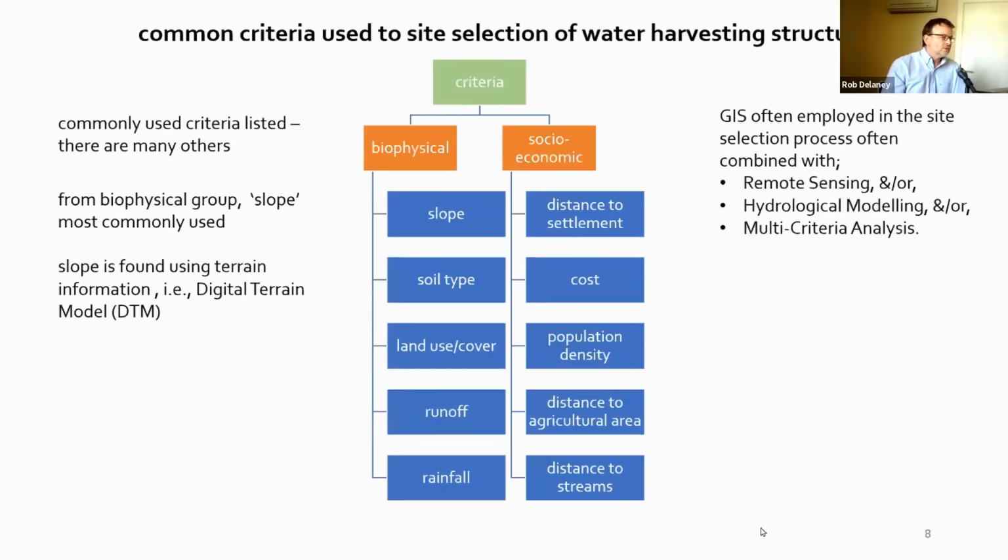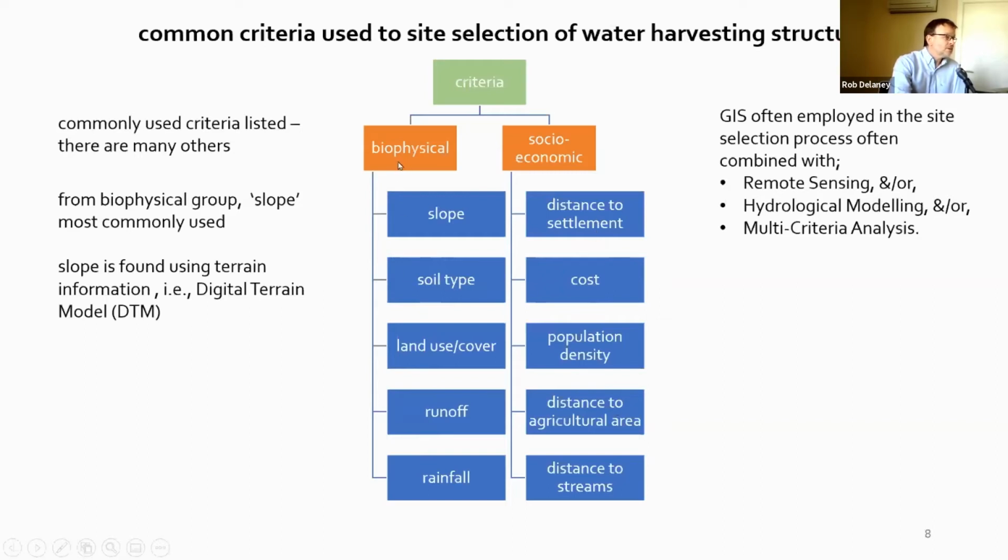Really, there's a lot of using GIS to help with the site selection process, and typically you can divide the criteria used into biophysical and socioeconomic. GIS is typically not used on its own, but it might be used with remote sensing data or hydrological modelling or as part of a multi-criteria analysis, or a combination of these. In terms of the criteria used, these are the five most common. There are actually many different criteria, but we've got slope, soil type, land cover, runoff, rain. On the socioeconomic side, we've got cost, distance from settlement, and such like.